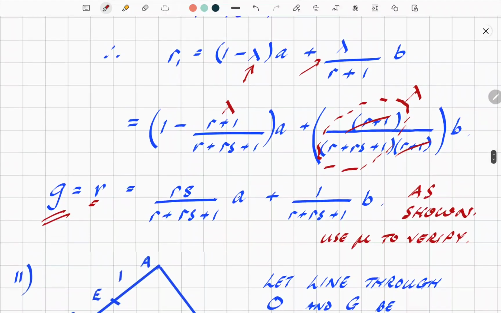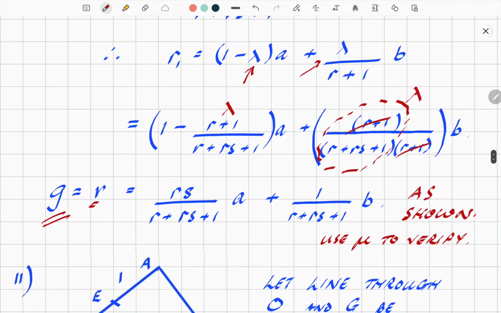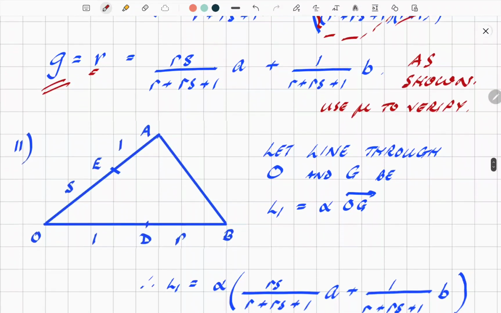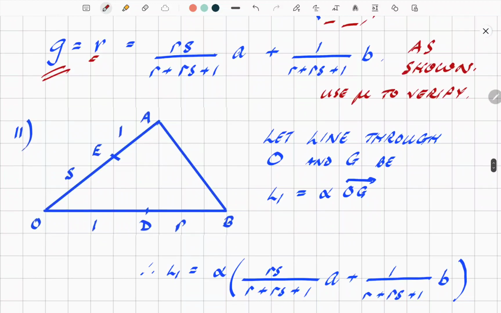All right, so that's the first part done. Not as painful as it might have appeared, but watch out for the matrix method. You're welcome to use the alternative elimination method. All right, okay. Second part of the question.